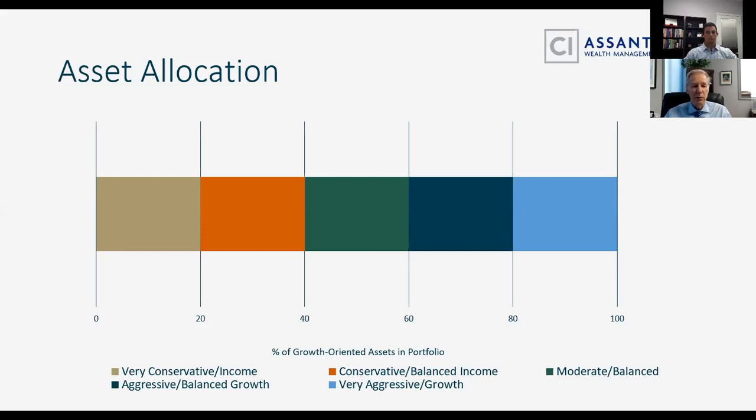Then as you move forward, some people would call it aggressive or balanced growth, because they're tilting the balance toward the growth side of it. So they'd have 60 to 80% of their portfolio in stocks. And then as you move into people we would consider very aggressive, they'll have 80 to 100% of their investments in stocks. And again, there's many different reasons why people will choose these things.